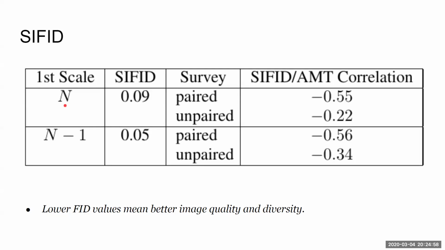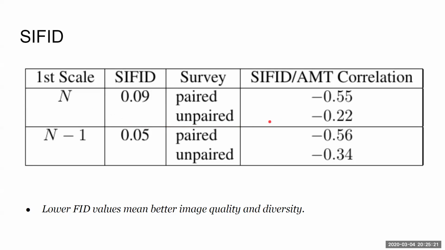They take the activation values. They similarly generate these images, and then they try to compute the distance. So the lower the distance, it tells you that it's having better image quality as well as diversity.